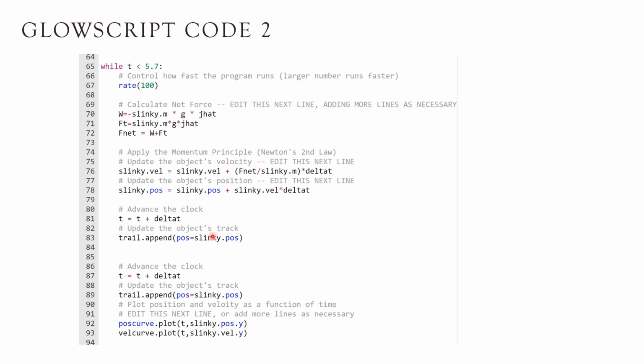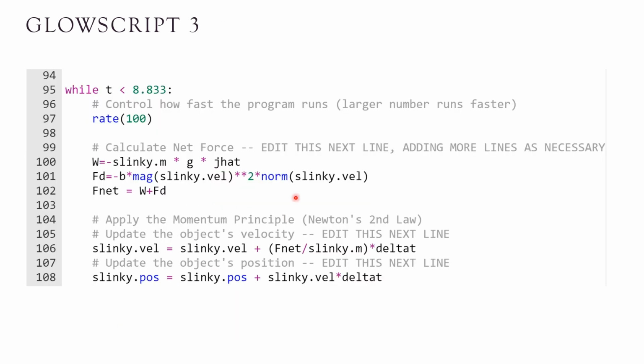Our second loop is up until the end. So after 5.57 seconds, up until 8.833 seconds, which is when the video ends, the weight is the same as before, negative Slinky m times g times j hat. And we have our delta force, which is the magnitude of the velocity squared times the normal of the Slinky's velocity. When we add these together, we were able to model the graph of the Slinky falling over time. And then we do the velocity and position as earlier. As a result, we produce this graph right here.